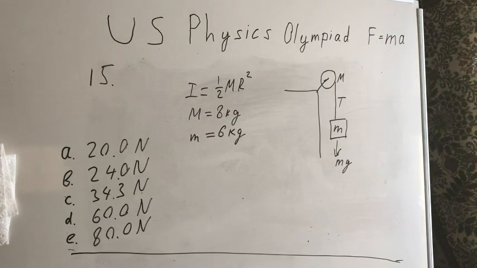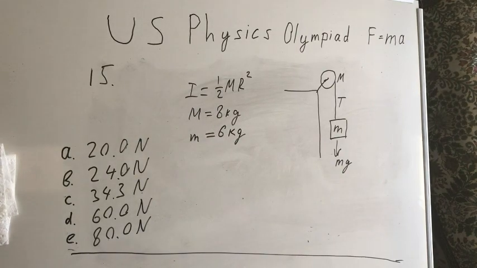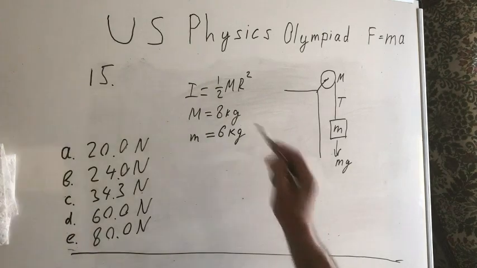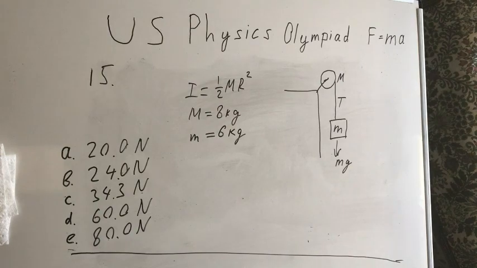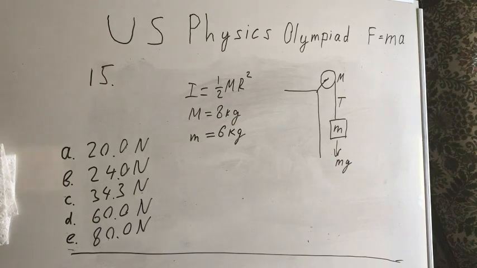Problem number 15. A uniform disk with a moment of inertia 1/2 mr squared and mass 8 kilogram can rotate without friction on a fixed axis. It's here. A string is wrapped around its circumference and is attached to a 6 kilogram mass, this one. The string does not slip. What is the tension in the cord while the mass is falling?